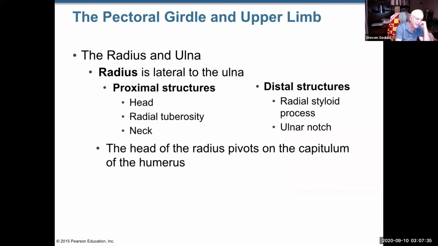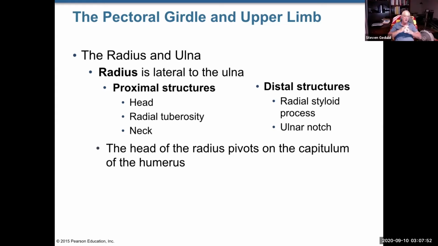All right, the radius and the ulna. The radius and the ulna have different structures at the proximal end and the distal end also. The radius is always lateral to the ulna. The ulna is the medial bone. The radius is on the thumb side.